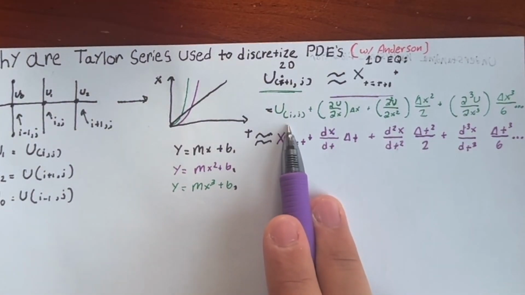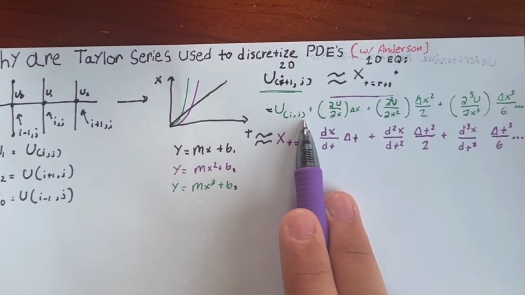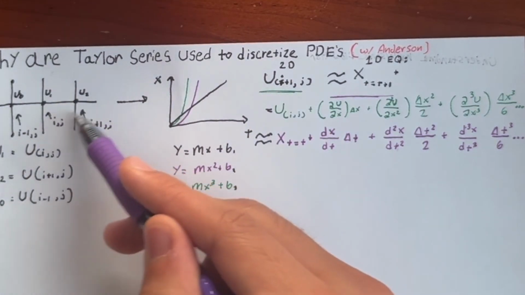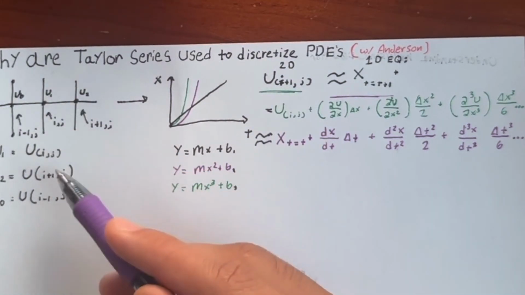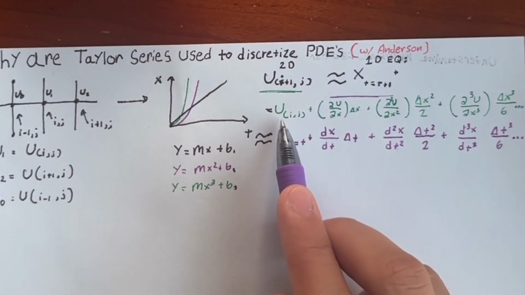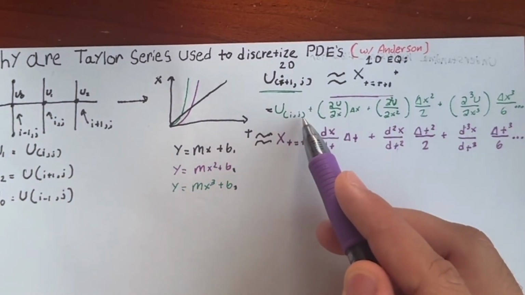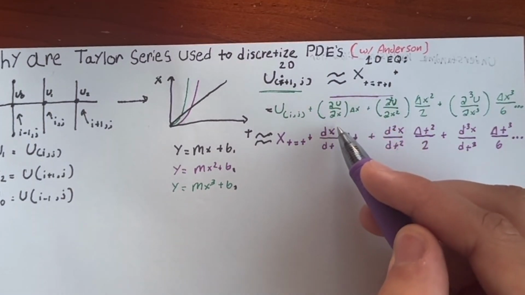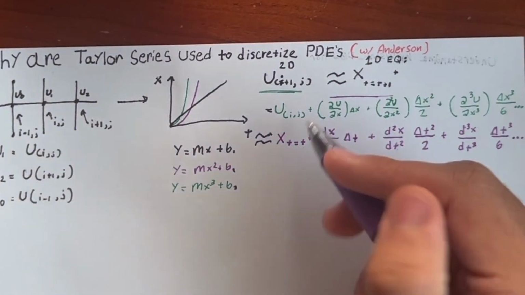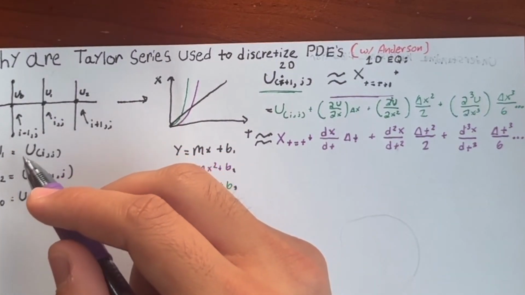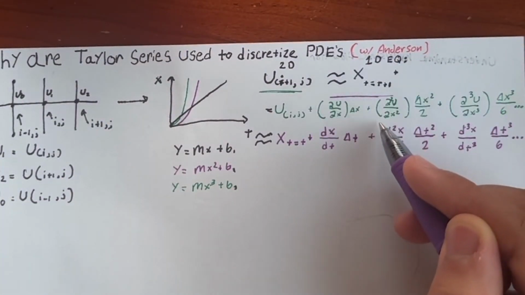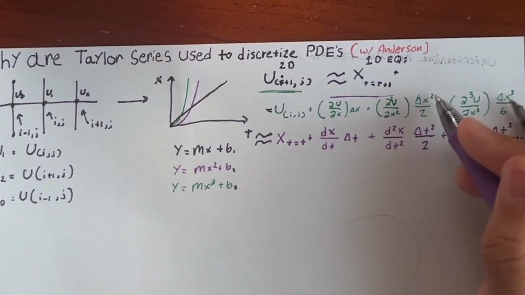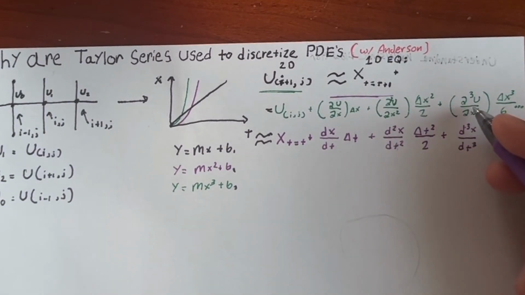for this example right here, u of i plus 1, j, this flow number right here, u2, is equal to the flow property at u1, i, j, plus the partial derivative of u with respect to x, multiplied by that change in the x direction, plus the second order term, multiplied by the change in x squared over 2, plus the third order term multiplied by the change in x cubed over 6, right?